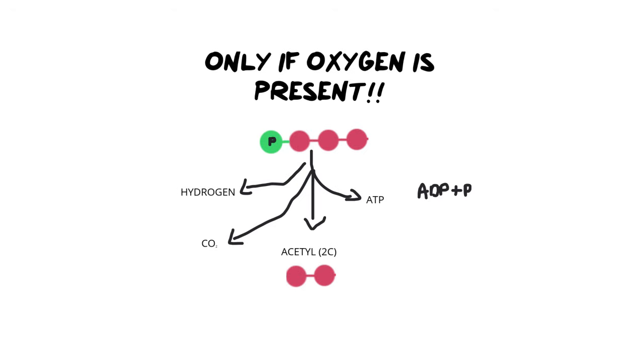And it looks something like this. We've got 2 carbons left over. We've lost a carbon to carbon dioxide. We've lost a phosphate to ATP. And we have collected some hydrogens. Now, acetyl needs to be moved around.